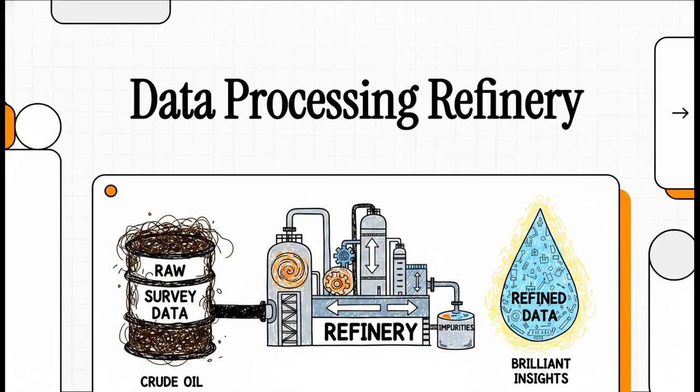Honestly, think of raw survey data kind of like crude oil. In its original state, it's just this messy, unstructured material full of impurities. Before it can power our analysis, it needs a serious, rigorous refinery. So today, we're going to walk through exactly how that refining process actually works.